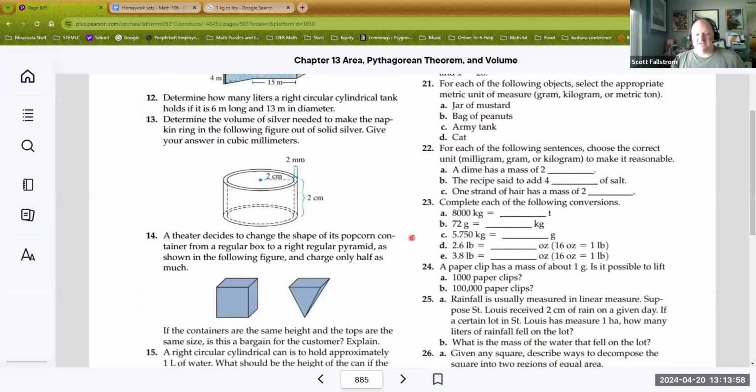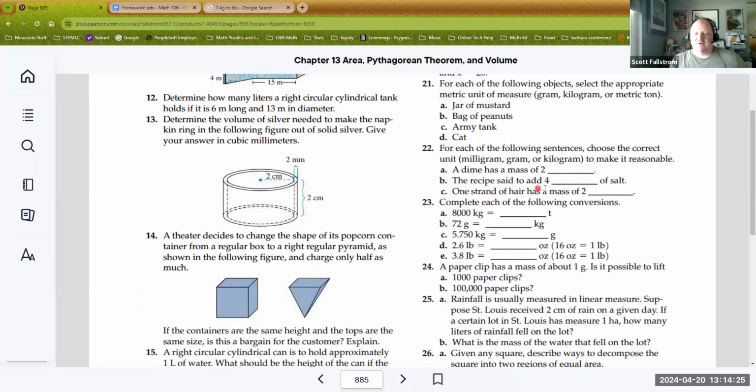22 to 24. Let's see here. For each of the following, choose the correct unit. A dime has a mass of milligrams, grams, or kilograms. Now remember, we talked about this, a kilogram is about 2.2 pounds. Okay. So does that make a lot of sense? How much would a dime weigh in terms of grams, milligrams, or kilograms? A big hint, probably not kilograms.